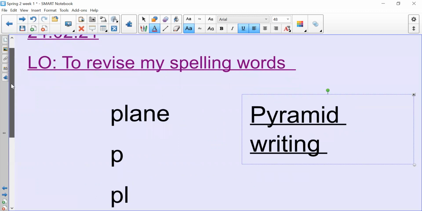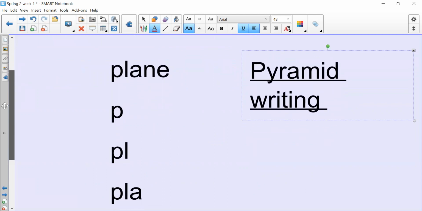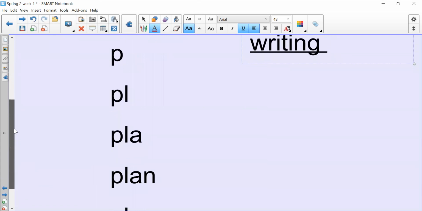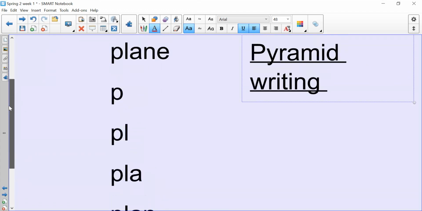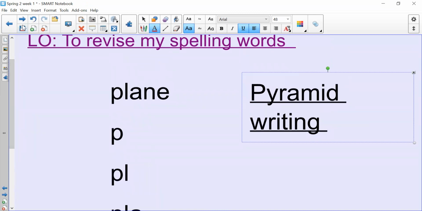Okay, another popular one is our pyramid writing. So you write the word in full at the top, again, make sure it's correct, and then you write it out letter by letter so you can see how the word is made up. So there's another option for you.